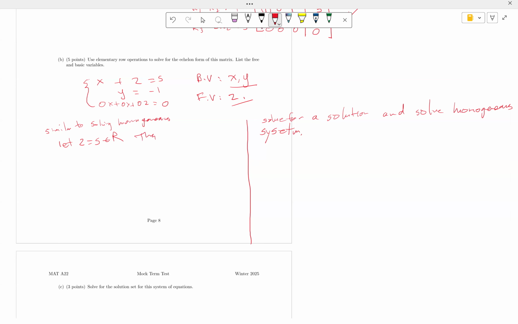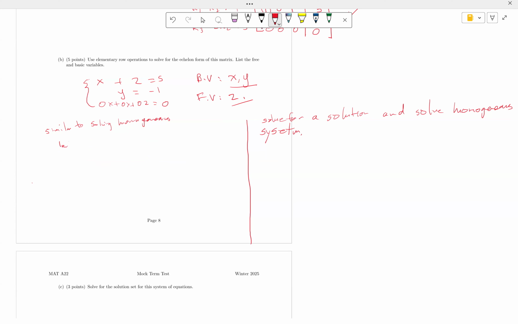Then x equals 5 minus s. And let's change this s to a t so I don't confuse my 5s and my s's. So 5 minus t and y equals -1. And if we, actually, let's start this over and remember what our process is.